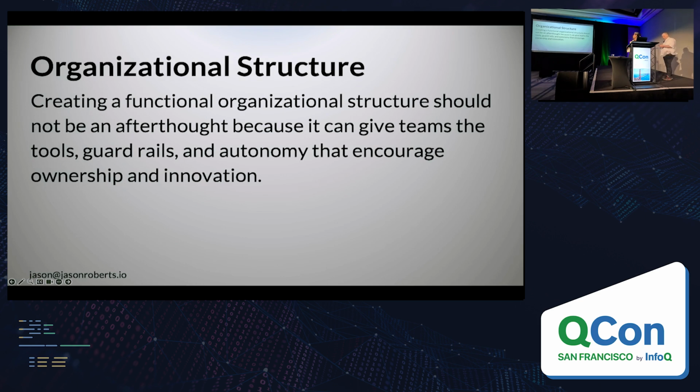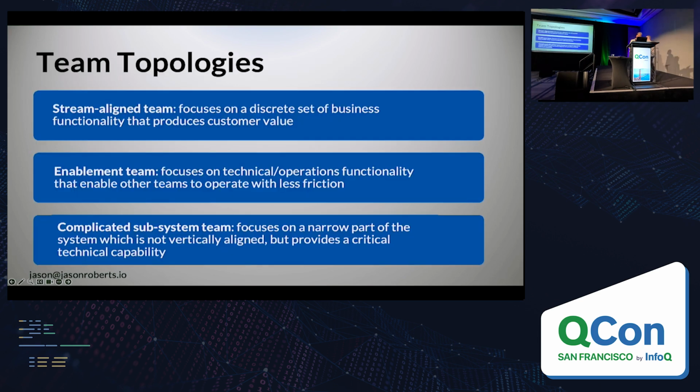And creating a functional organization structure should go hand in hand when you're thinking of your technical architecture, because this is what encourages ownership and innovation, and it also provides teams with the necessary autonomy and guardrails and tools that once again help with quality, speedy delivery. With team topologies, we define 3 types of teams. The first is the stream-aligned team. These teams can focus on the specific business functionality that creates customer value.